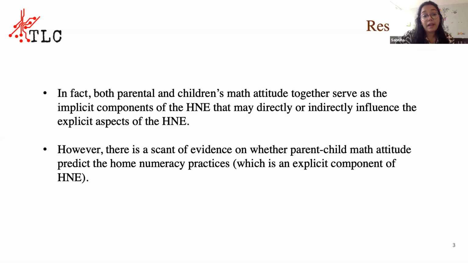Parental and child math attitude together serve as the implicit components of the home numeracy environment that may directly or indirectly influence the explicit aspect of the home numeracy environment. However, there is still a dearth of research on whether parent-child math attitude predicts the home numeracy practices, which is an explicit component. Specifically, we need to know to what extent there are direct and indirect effects of parents' math attitude on home numeracy practices. Considering this, the current study investigated the extent of home numeracy practice experienced by Canadian children and whether child math attitude and parents' math attitude have an effect on home numeracy practices.